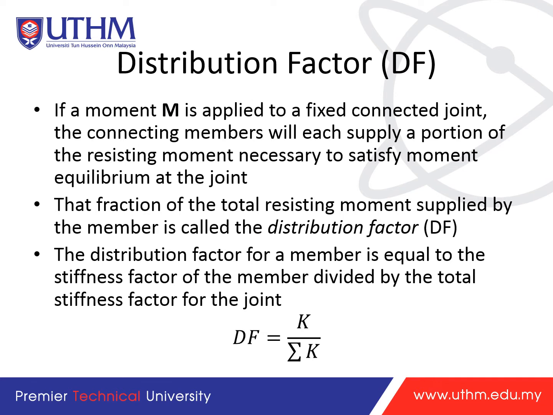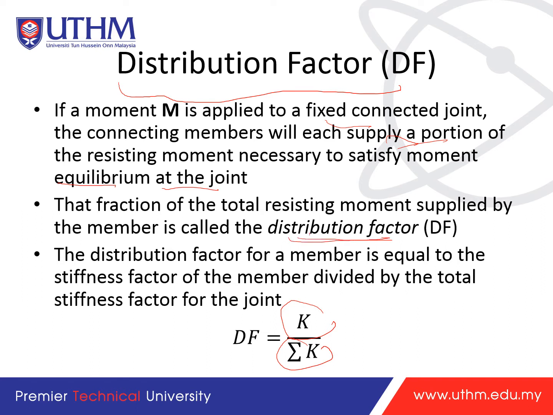We also have the distribution factor. The distribution factor is basically K over total K. If a moment is applied at a fixed connected joint, the connecting members will each supply a portion of the resisting moment necessary to satisfy moment equilibrium at the joint. So at a joint, each member has to support a portion to keep it in equilibrium.